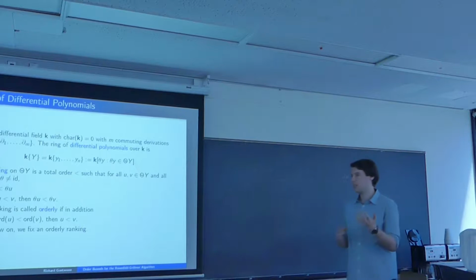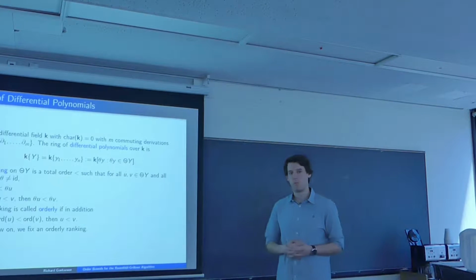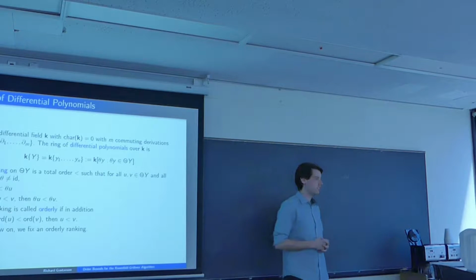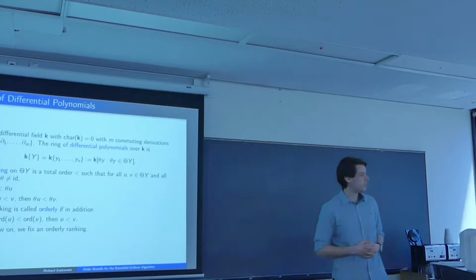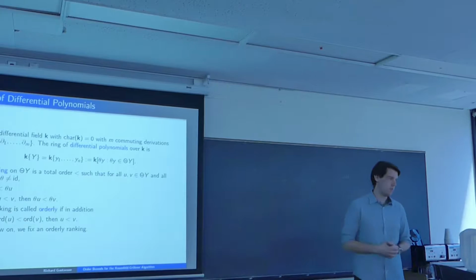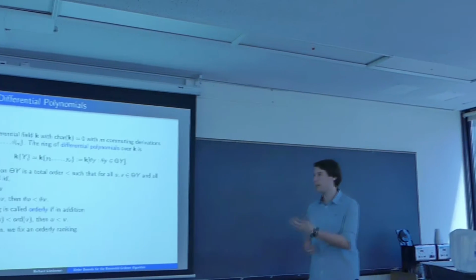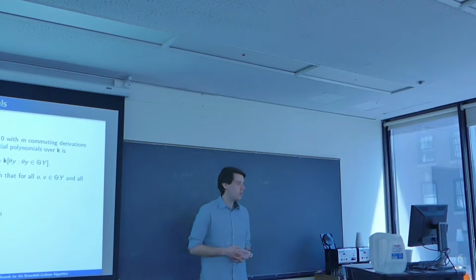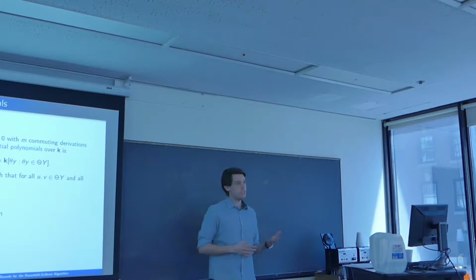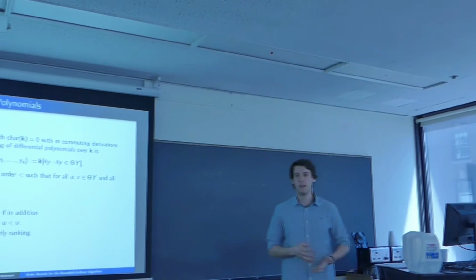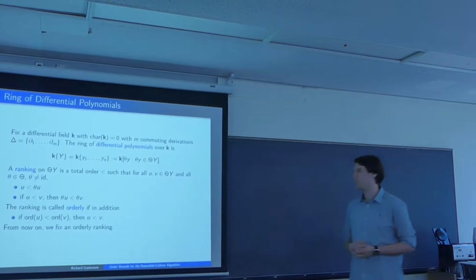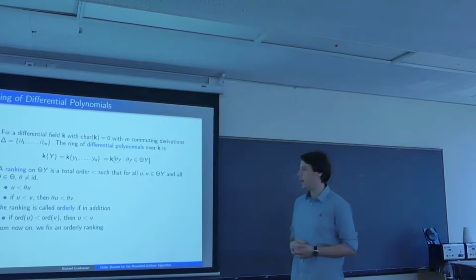So let's just set up where we are working. We have a differential field K, characteristic 0, with m commuting derivations. We have the ring of differential polynomials. We're going to have n differential indeterminates y1 to yn. We're going to fix an orderly ranking on the set of derivatives in this differential polynomial ring.